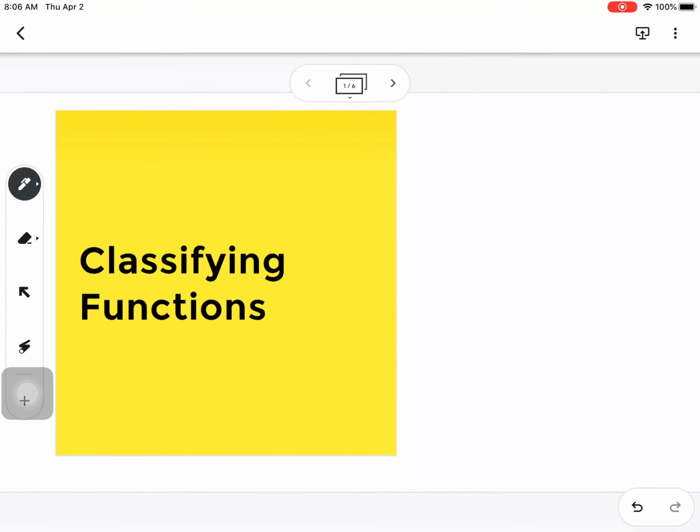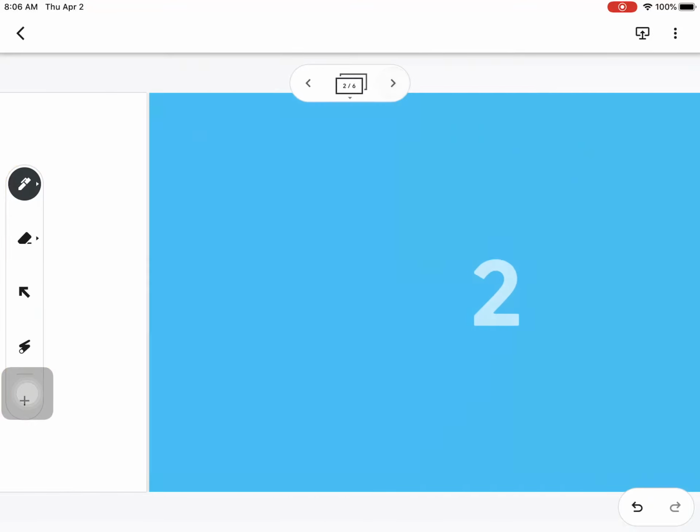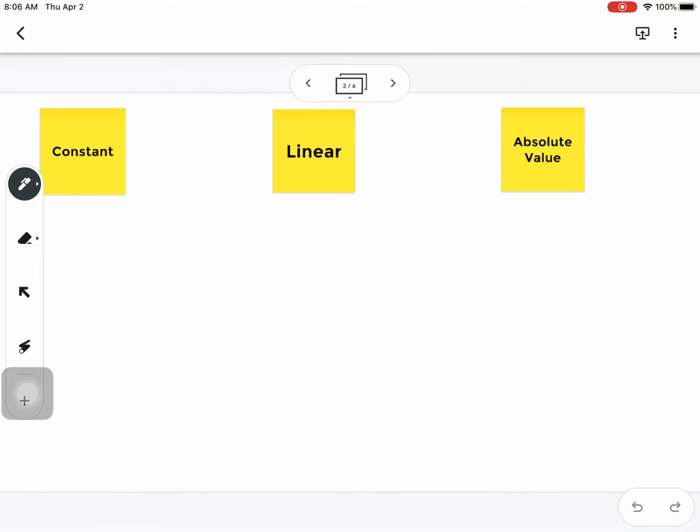So this video is going to go over classifying functions because we're going to start putting together every type of graph that we have done all year long. And it's important to be able to look at an equation or at a graph and be able to identify what type it might be. So this is just going to be an overview of each of them so you have a nice reference spot to go to.